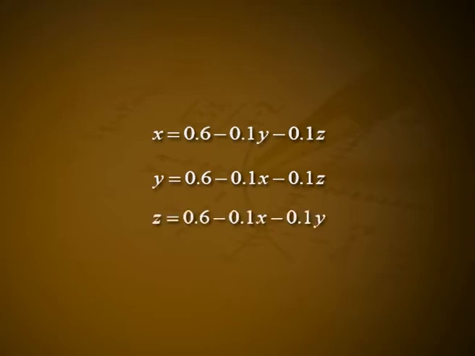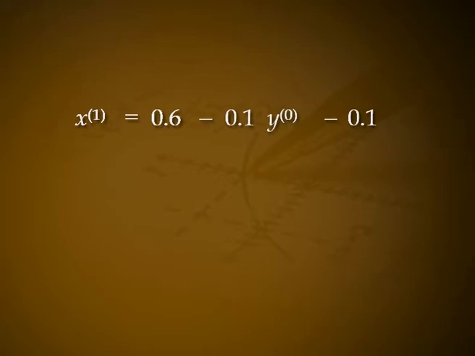The given equations are replaced as x equal to 0.6 minus 0.1y minus 0.1z, y equal to 0.6 minus 0.1x minus 0.1z, and z equal to 0.6 minus 0.1x minus 0.1y. Step 1. Using x0 equal to y0 equal to z0 equal to 1, we have x1 equal to 0.6 minus 0.1 y0 minus 0.1 z0, that is equal to 0.6 minus 0.1 minus 0.1, that is 0.4.